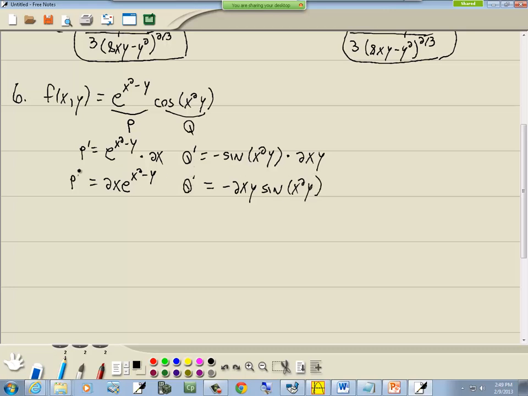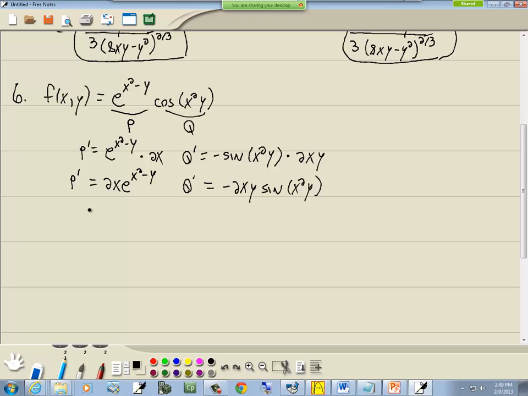Let me double check those. The phone was ringing and it's throwing off my concentration. Okay, taking the derivative, we're doing this with respect to x. So the derivative of that, okay, 2x. And the derivative of this with respect to x, negative sine times 2xy.